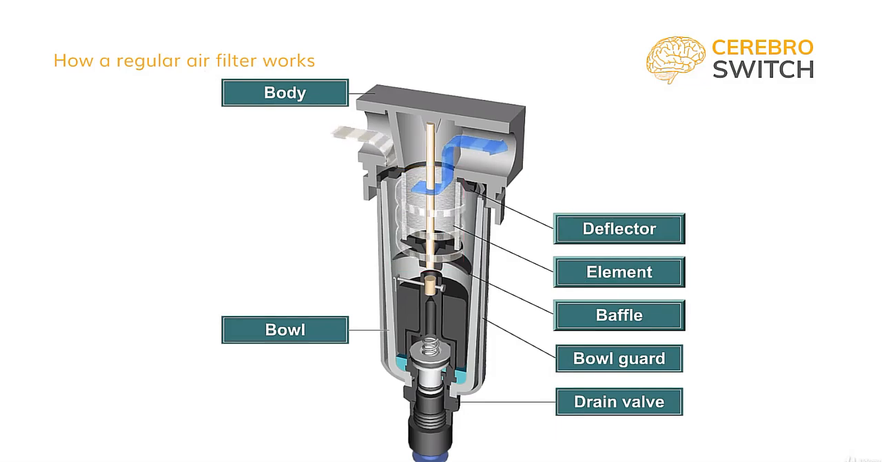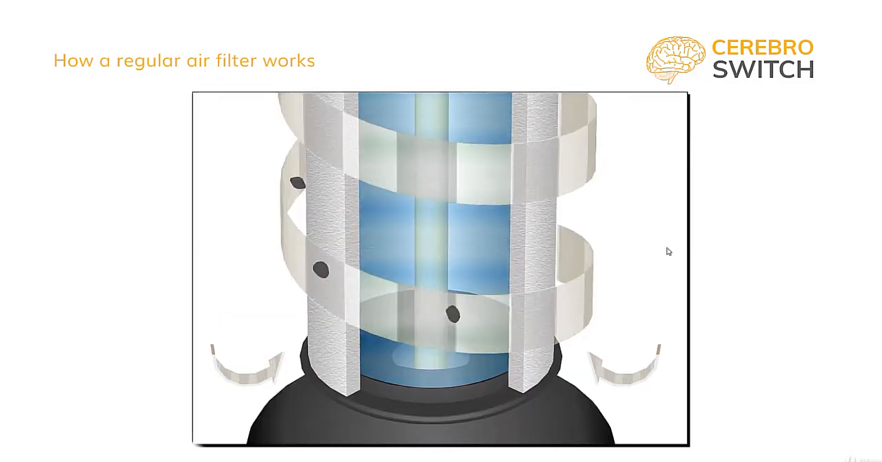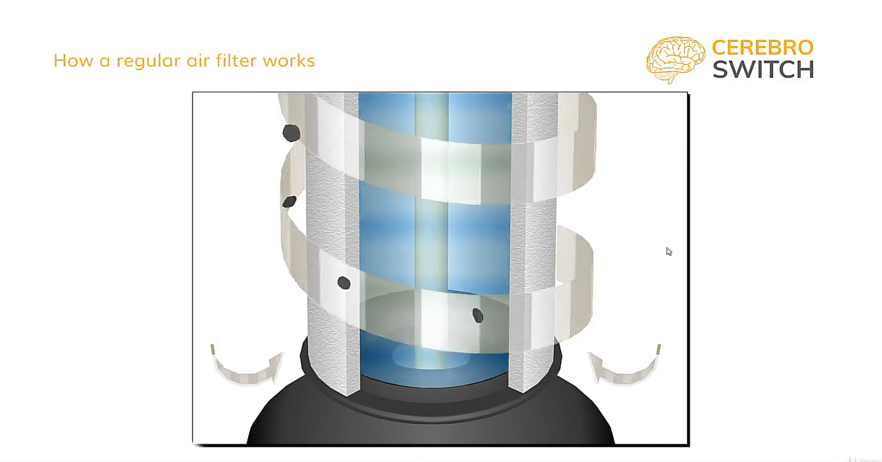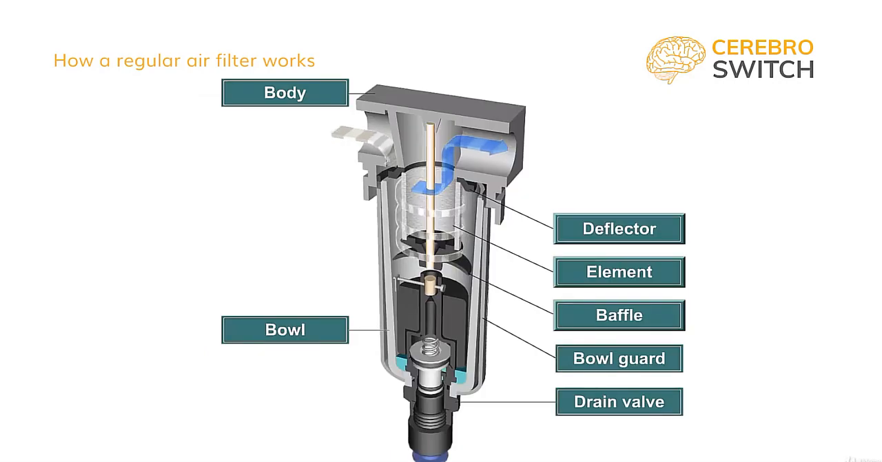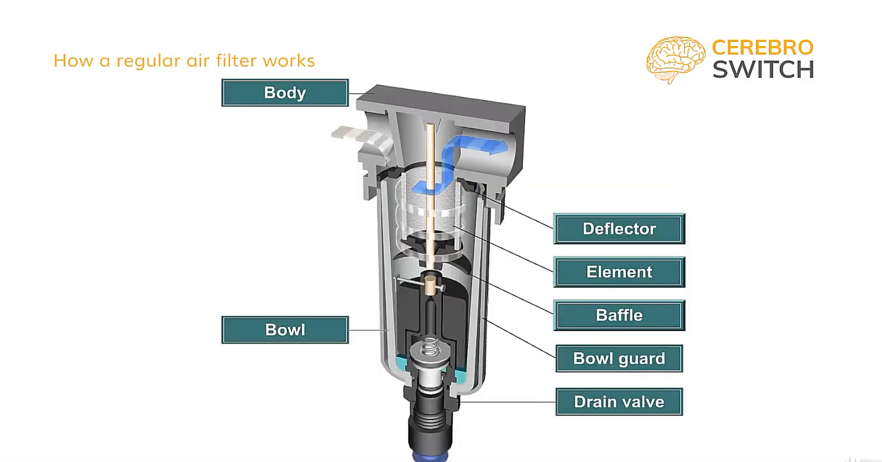Afterwards, the air goes through the filter element from outside in. Here, the smaller particles, which weren't thrown on the walls of the bowl, are getting stuck in the element. The air then goes from the middle of the filtration element to the outport. In the middle of the bowl there is a baffle, which separates the spinning zone from the calm zone, where water and big particles collect to be expelled by the drain.